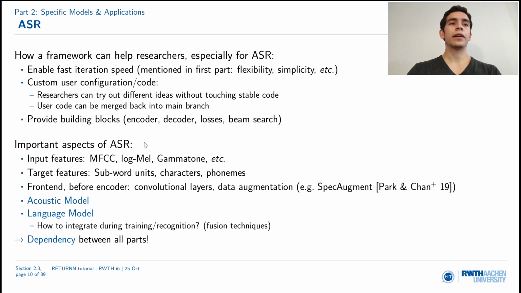Important aspects of ASR include the input and target features, as well as the acoustic and language modeling parts. We might also have a front end before the encoder, which might include random data augmentation, such as spectral augmentation. And for language modeling, we also have to consider whether and how to integrate the language model during training or recognition. This is part of the fusion techniques. And of course, we have dependencies between all those aspects.